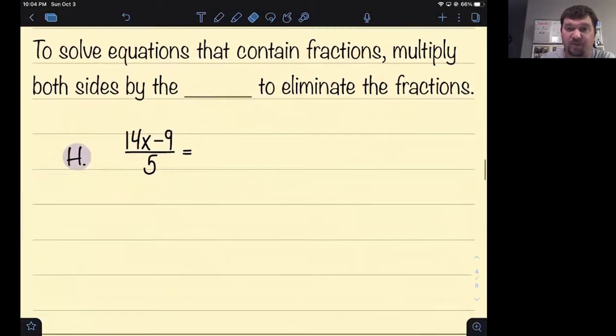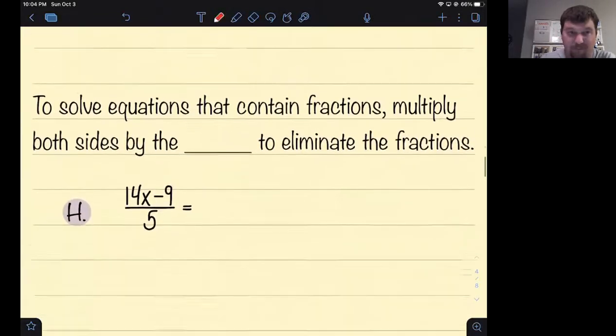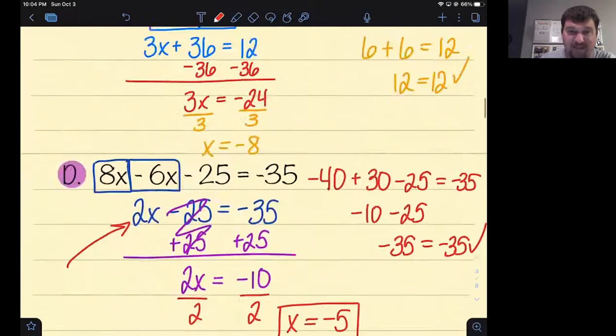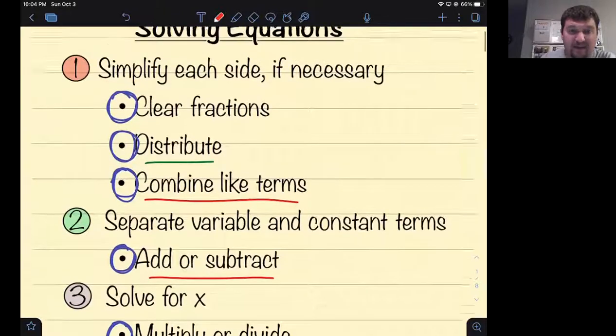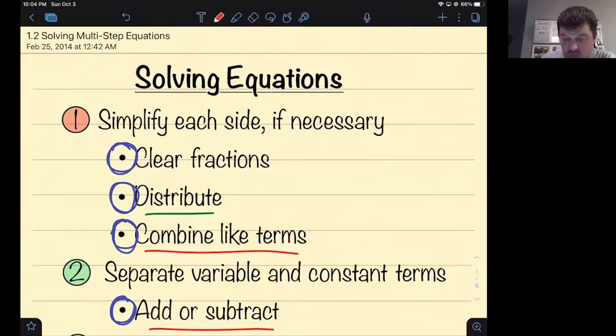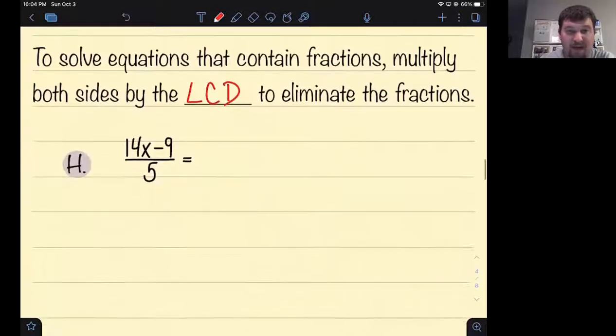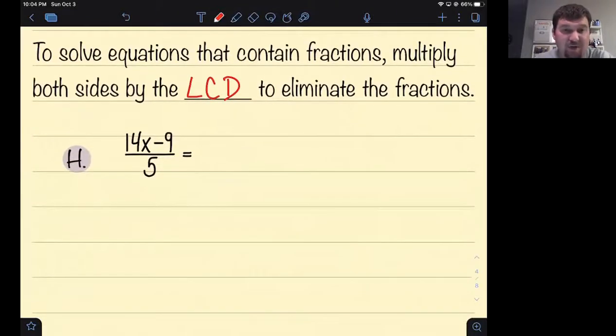To solve equations that contain fractions, multiply both sides of the equation by the LCD, which stands for least common denominator, to eliminate the fractions. That's actually one of the first steps, and the very first step you should try to do when you're simplifying, is clearing fractions. Okay, so how do I do that? Well, here are the steps again. It was just one step. Multiply both sides of the equation.